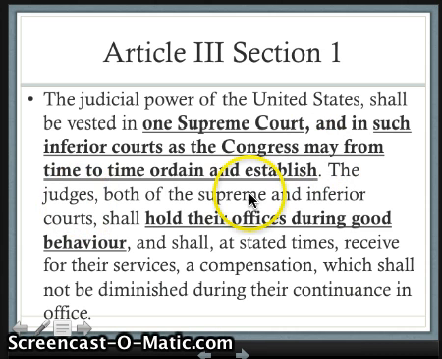The judges, both of the Supreme and inferior courts, shall hold their offices during good behavior. Now, we've talked about this. This means, as we're going to see, judges serve for life, and shall, at stated times, receive for their services a compensation which shall not be diminished during their continuance in office.